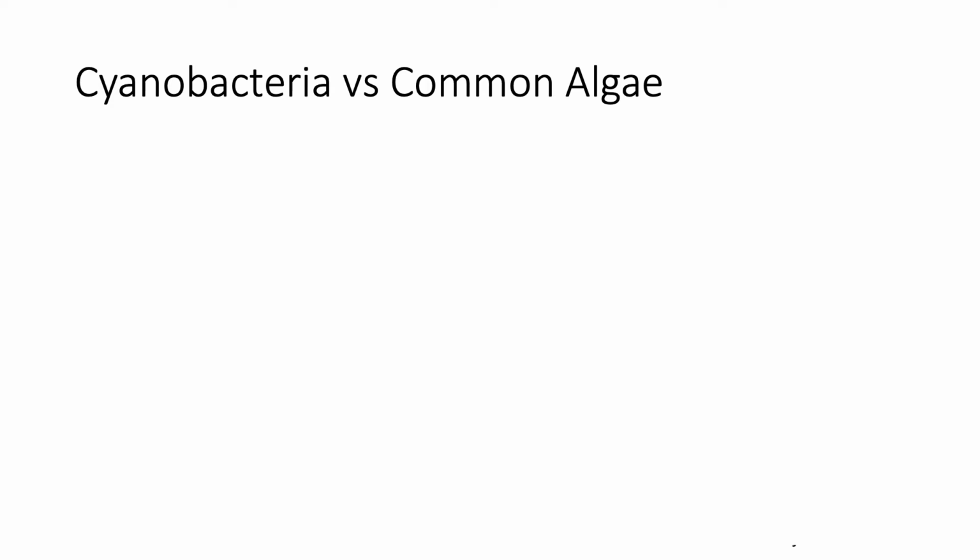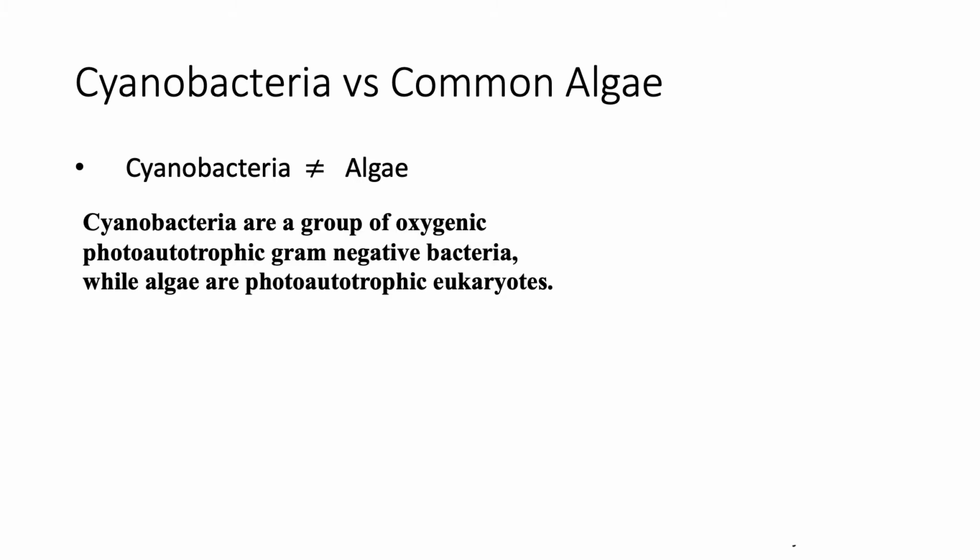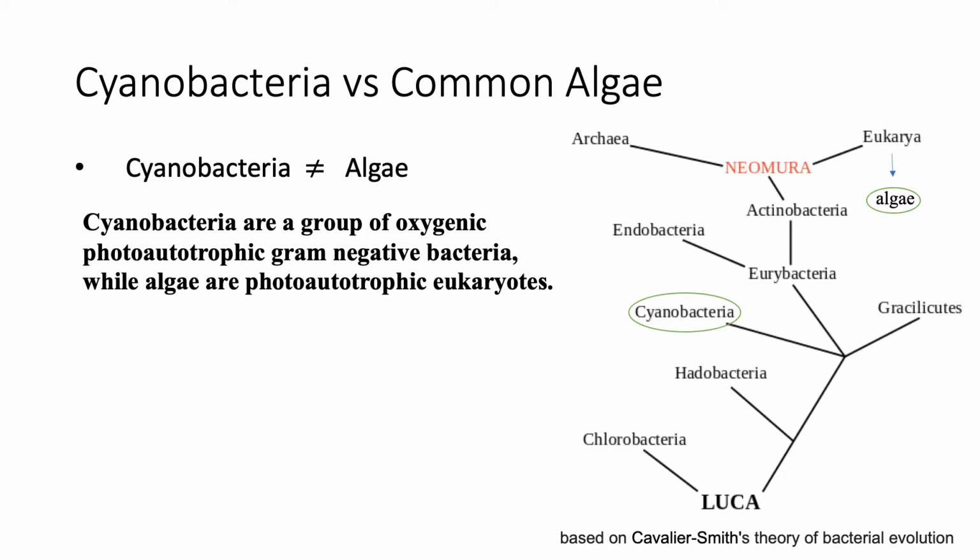Cyanobacteria is different from the algae we usually know because cyanobacteria are a group of oxygenic photoautotrophic gram-negative bacteria, while algae are eukaryotes. So from the evolutionary tree, we can see that cyanobacteria appeared earlier on Earth, from 3 million years ago, while algae appeared much later and are closer to plants.